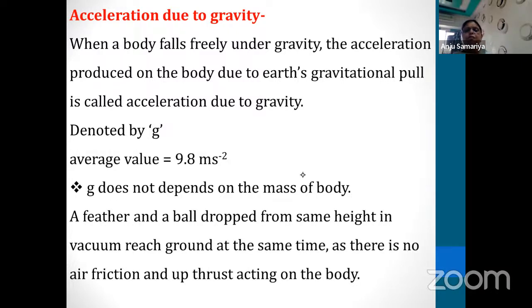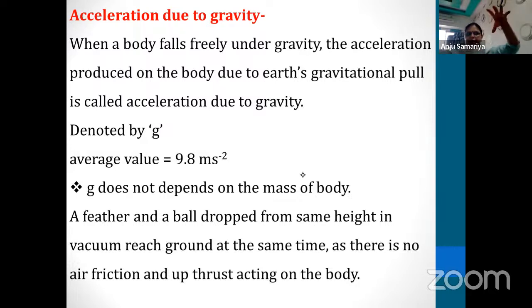So when a body falls freely under gravity, the acceleration produced on the body due to Earth's gravitational pull is called acceleration due to gravity. It is denoted by small g. The average value is 9.8 meter per second square. g does not depend upon the mass of the body. g is independent of the mass of the body.